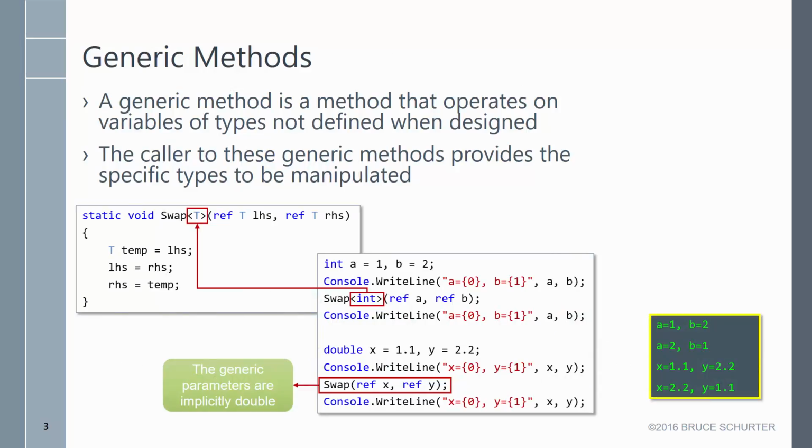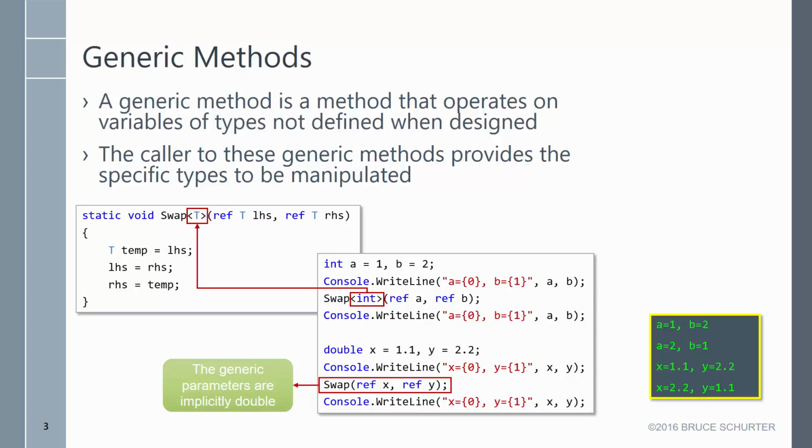A generic method is a method that operates on variables of types not defined when you design the generic method. The caller to the method will define those types at the time the function needs to be performed. The swap function below demonstrates this. Basically speaking, a swap function accepts two variables and swaps their contents. Since we have to swap their contents at a permanent level, we will pass these variables in by reference.